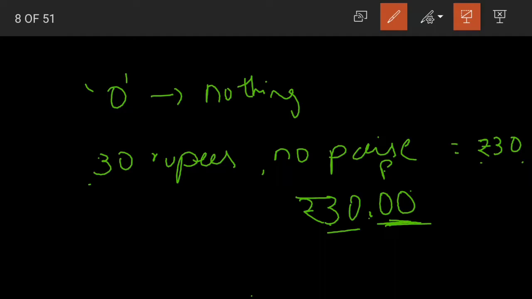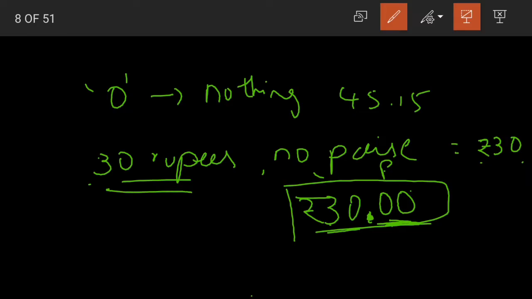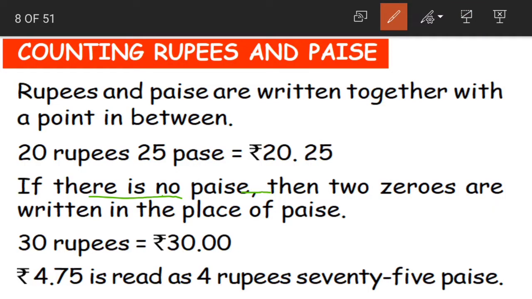Understood, children? Now why do we write this? Even though there are no paise, what is the need for us to write the point and write 2 zeros after the point? Because writing like this will make it easier for us to add and subtract money. Understood? Suppose I have 45 rupees and 15 paise, and I have to add it with 30 rupees. If I write 30 rupees like this with 0 0 in the paise place, it will be easier for us to add. Understood? In the coming classes, we will learn how to add these rupees and paise together.